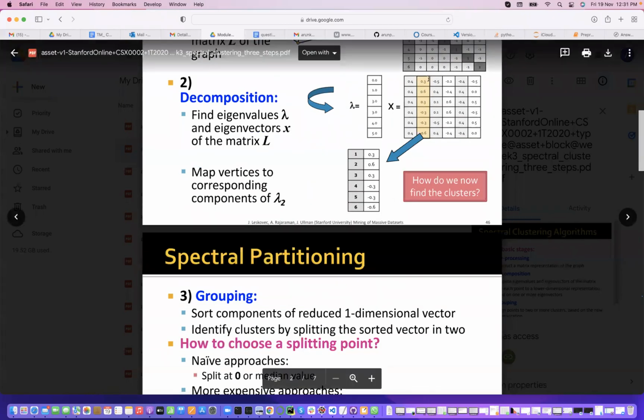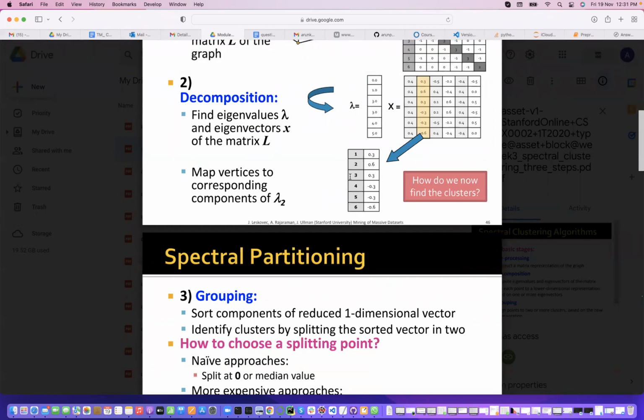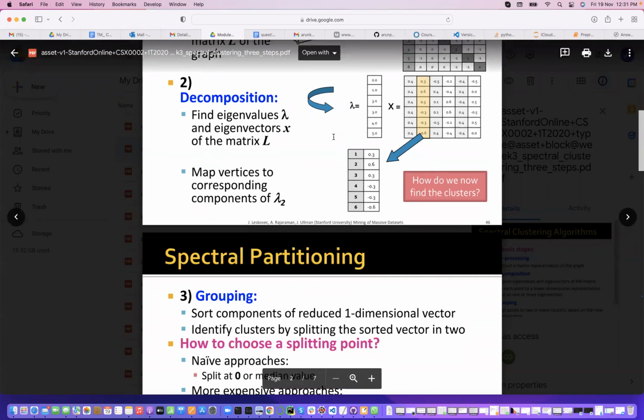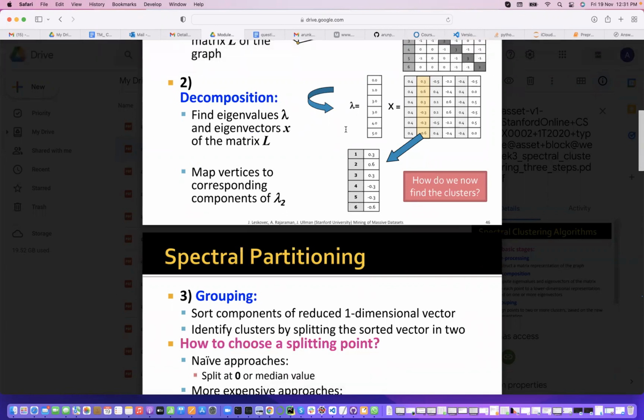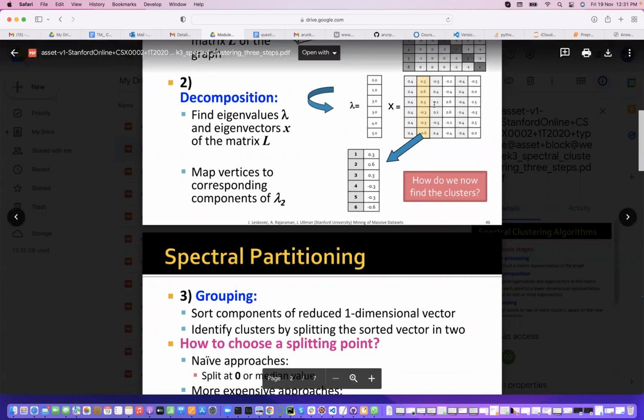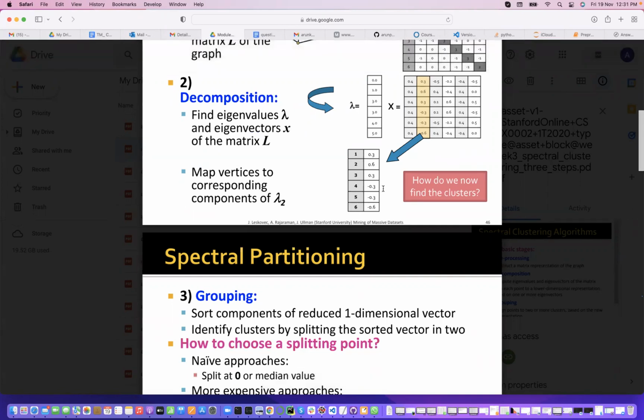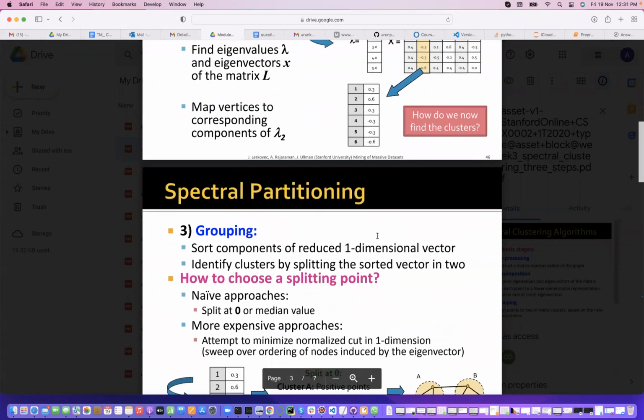Then select the second eigenvector. You need to sort the eigenvalues, lambda 1 less than lambda 2, like that. Take the second lowest eigenvalue because the first eigenvalue is 0, remember, that is trivial. So we don't consider that. For the second lowest eigenvalue, you take the corresponding vector, then sort that. Once you sort, then you can split into clusters. Either anything less than or equal to 0 is one cluster, and greater than 0 is the other cluster.